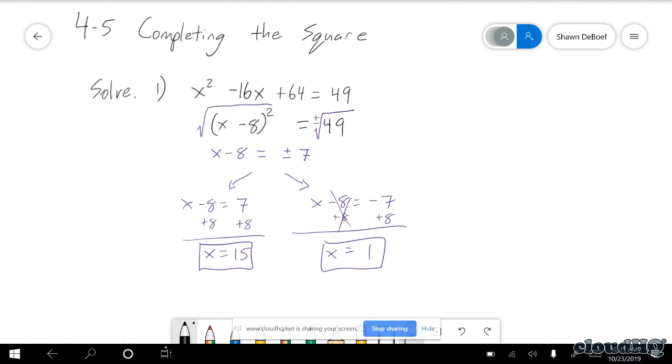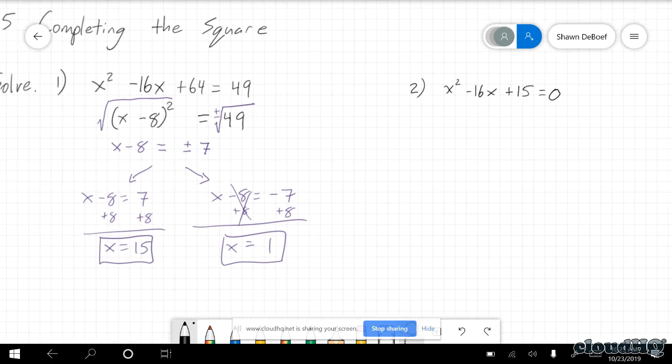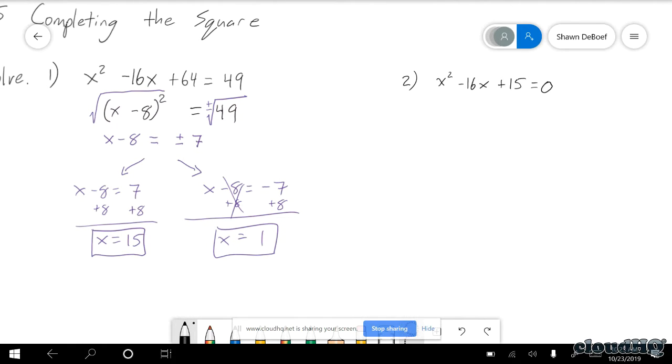Okay, let's take a look at another problem. When I look at this second problem, I notice that it is set equal to 0. And is this a problem that is factorable? Absolutely it is. X minus 1, x minus 15. Honestly, if I were to have been given this problem, I probably would have solved it by factoring.